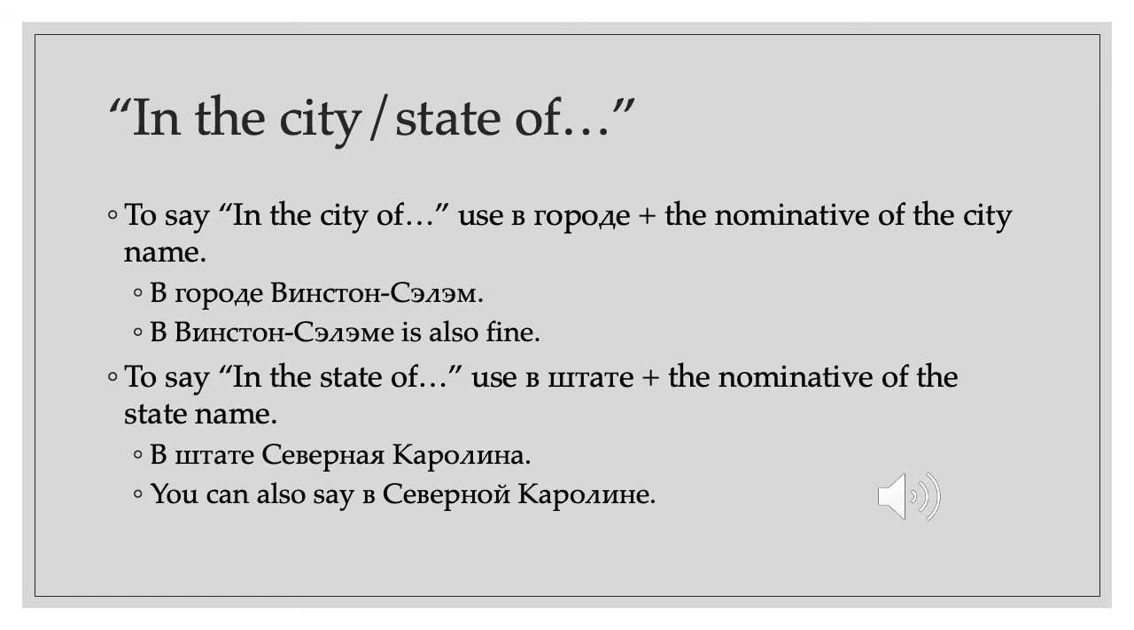But notice what happens. Каролина becomes Каролине, like we would expect, but Северная is an adjective, and adjectives have their own endings. They also have to decline, but they have their own endings. So for the moment, if you don't want to deal with that, instead of saying в Северной Каролине, you could say в штате Северная Каролина and just put the state name in the nominative, and that will be easier.